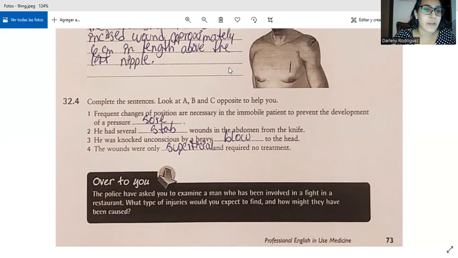Number 1. Frequent change of position is necessary in the immobile patient to prevent the development of a pressure sore. Number 2, he had several stabs, one in the abdomen from the knife. Number 3, he was knocked unconscious by a heavy blow on the head. Number 4, the wounds were only superficial and required no treatment.